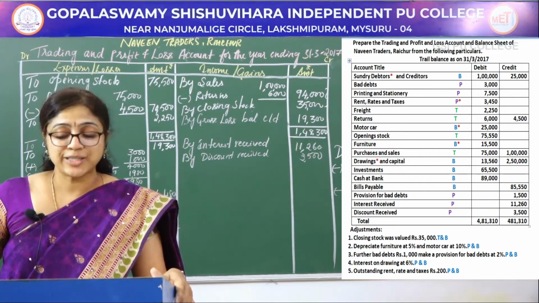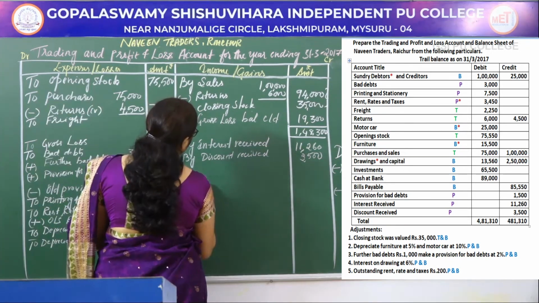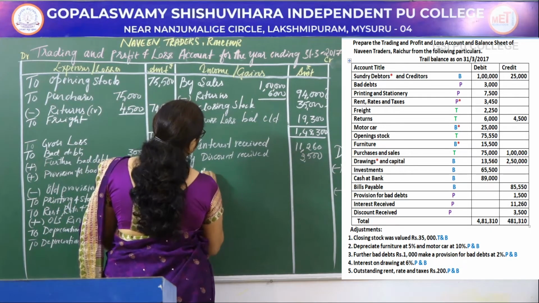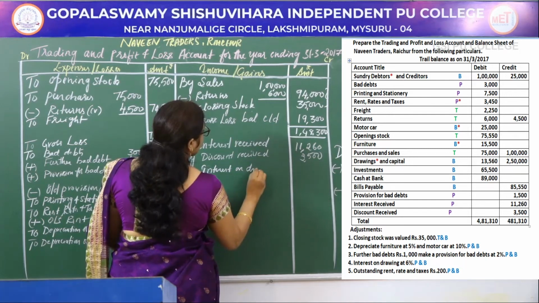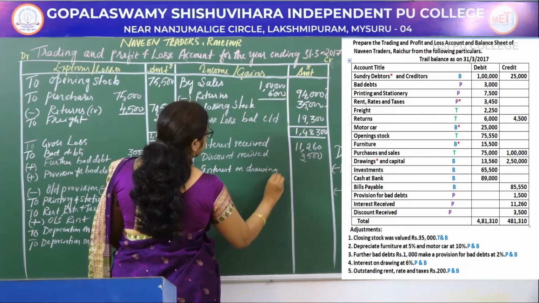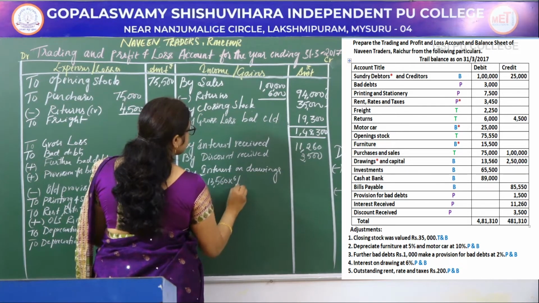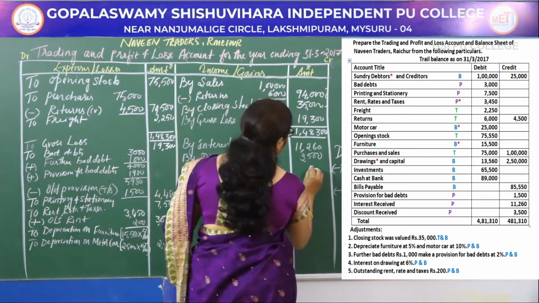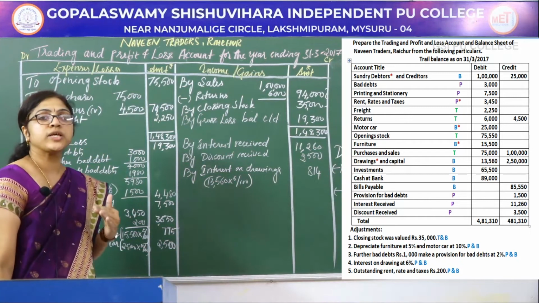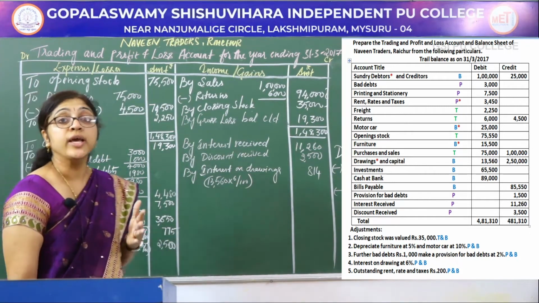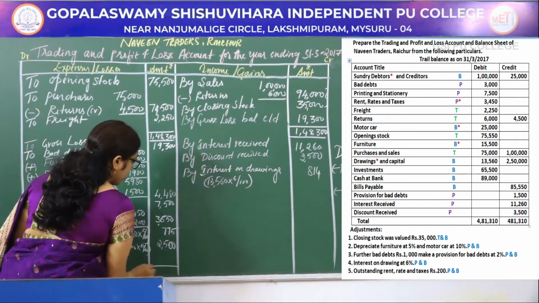Next, fourth adjustment, it is not adjusted. Interest on drawing 6%. So total drawings during the year is by interest on drawings 13,560 into 6 divided by 100. Amount is 814 rupees. So all the items which are given in the adjustment, it is already recorded in profit and loss account.